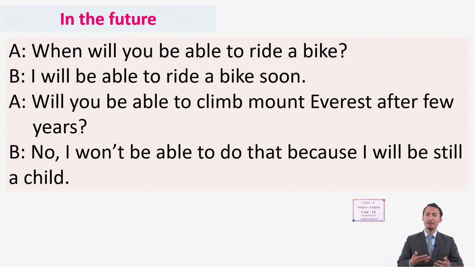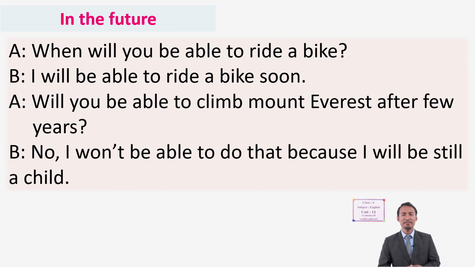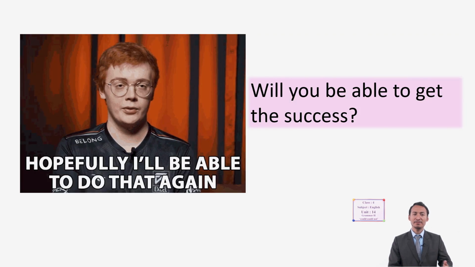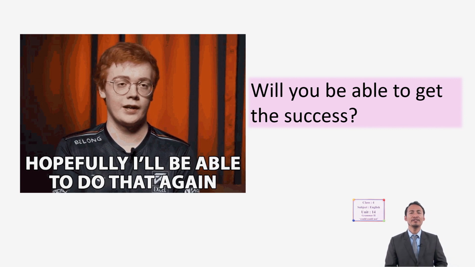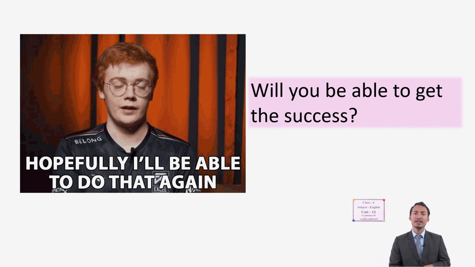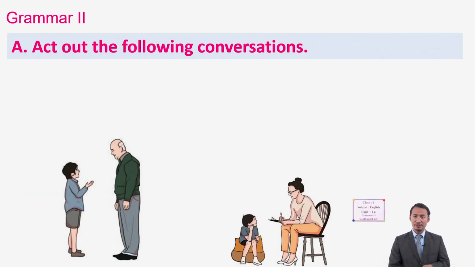Okay, so in the future too, in a few years as well, I will not be able to climb Mount Everest. Let's talk about one interview here once again. Will you be able to get the success? And he is saying, hopefully I'll be able to do that again. Okay, so he's thinking about the future ability. So we have now discussed the use of can, could, and will be able to. Now let's have a look at the book.